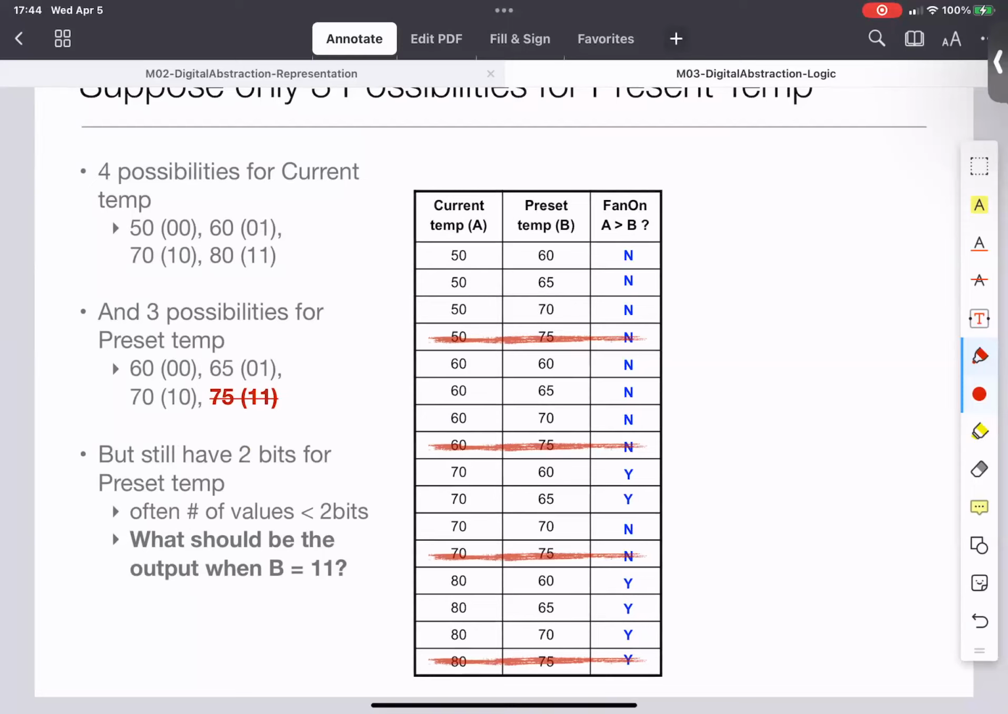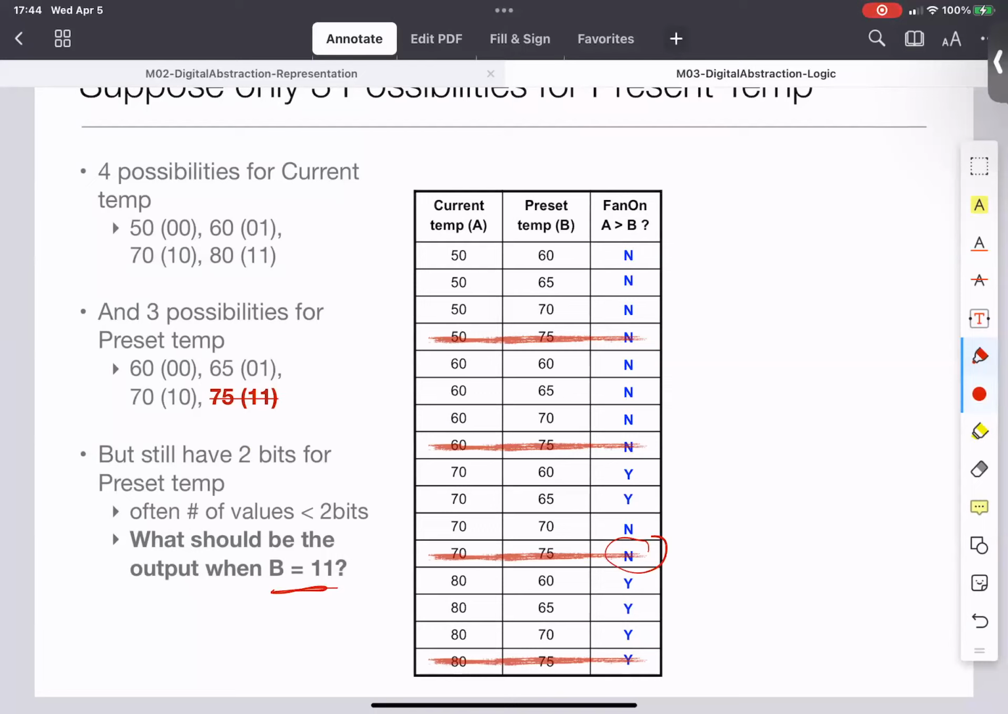So the question then becomes, when you are designing this system, if the input B is 1, 1, what should I do? My problem specification said it cannot occur. So in my truth table for those rows, I don't know what to put in the output, right? Is it fan not on, fan on or off? I mean, what should I do? So this is where it kind of gets into your perspective.